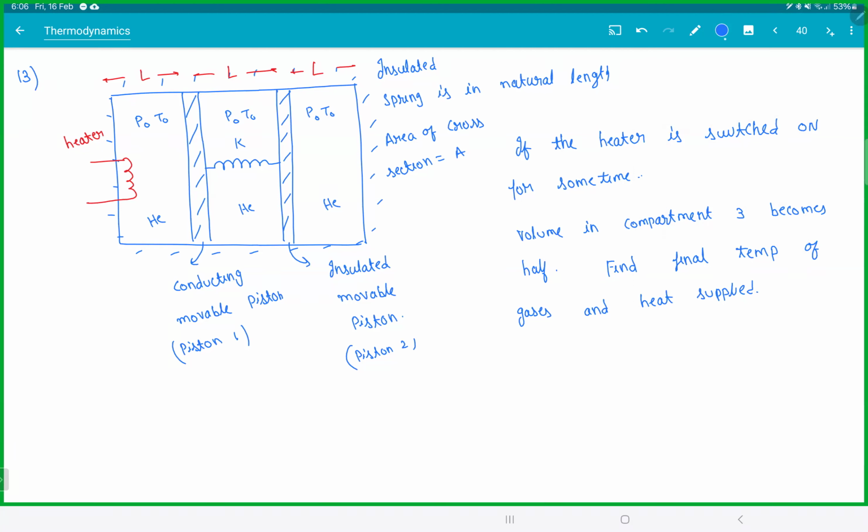So there I gave 2 pistons. One is conducting, one is adiabatic. Initially all gases are identical. The heater is switched on, and it's observed that the third compartment volume becomes half. Let's see, we have enough data. Let's see how you will proceed. Try, you've got 2-3 minutes.